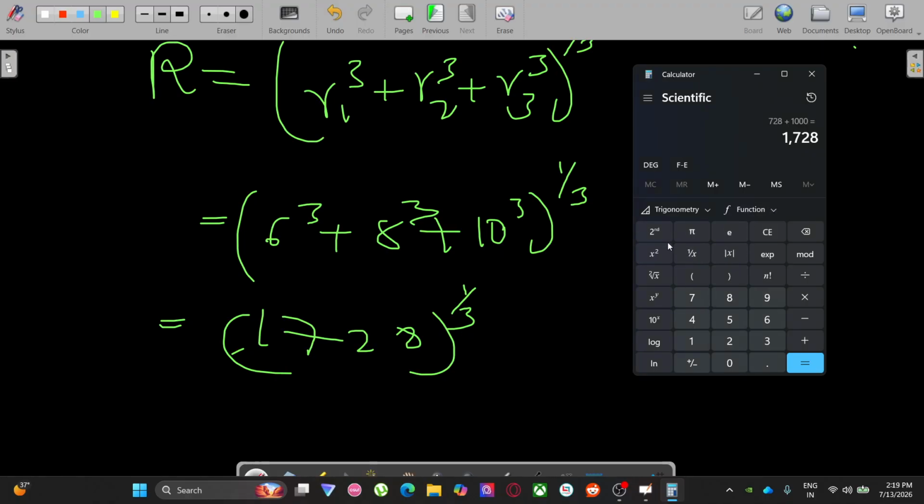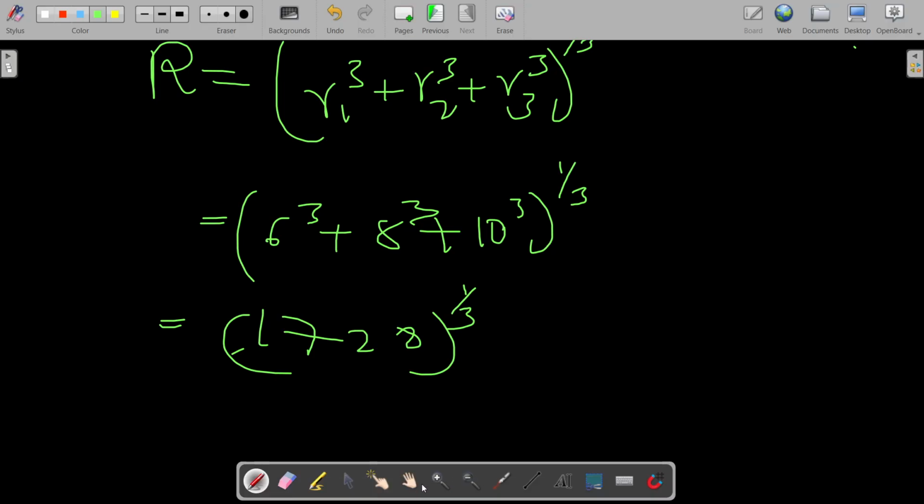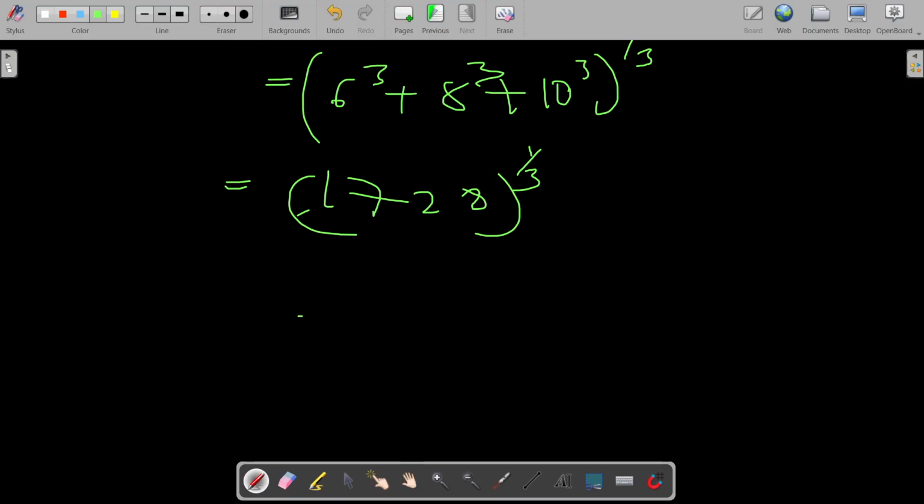And to take power, where I can take power. I'm divided by 3. Sorry. Power 1 by 3 is 0.33 repeating. So it comes out to be 12 approximately. So the answer for this problem is 12 centimeters.